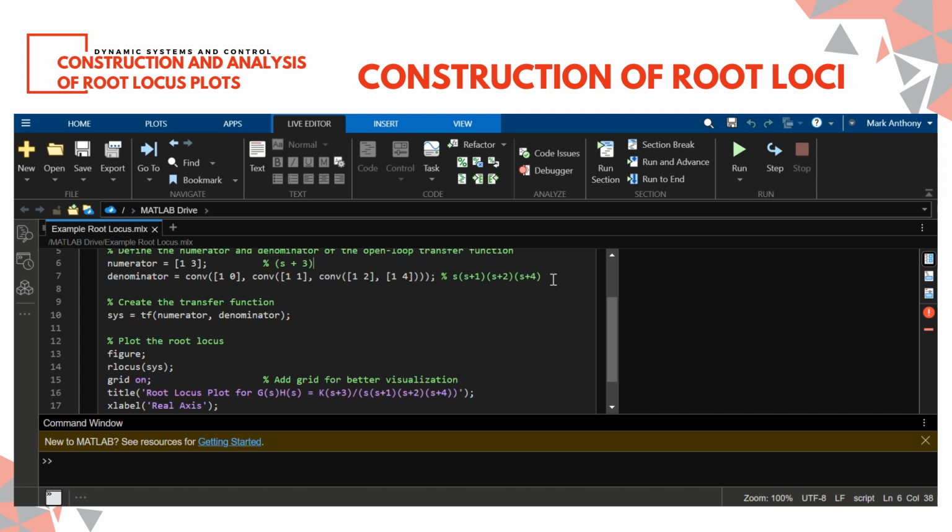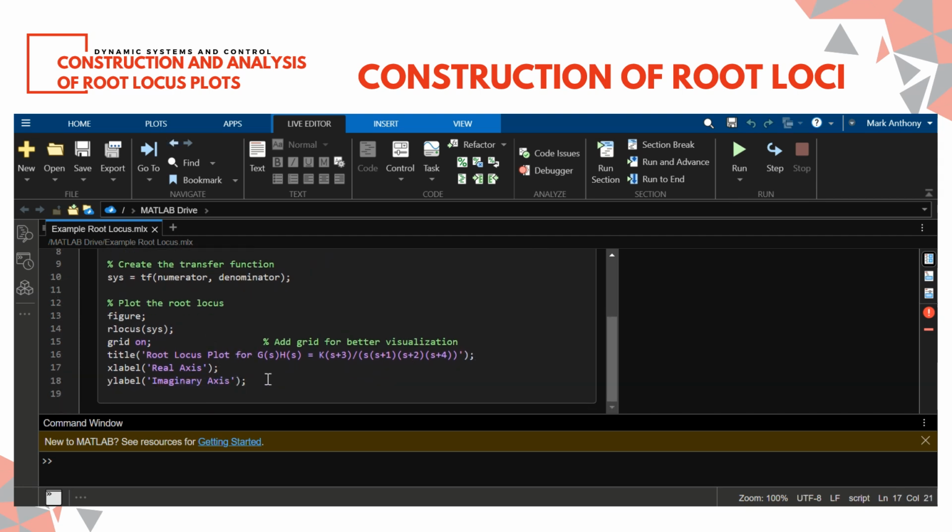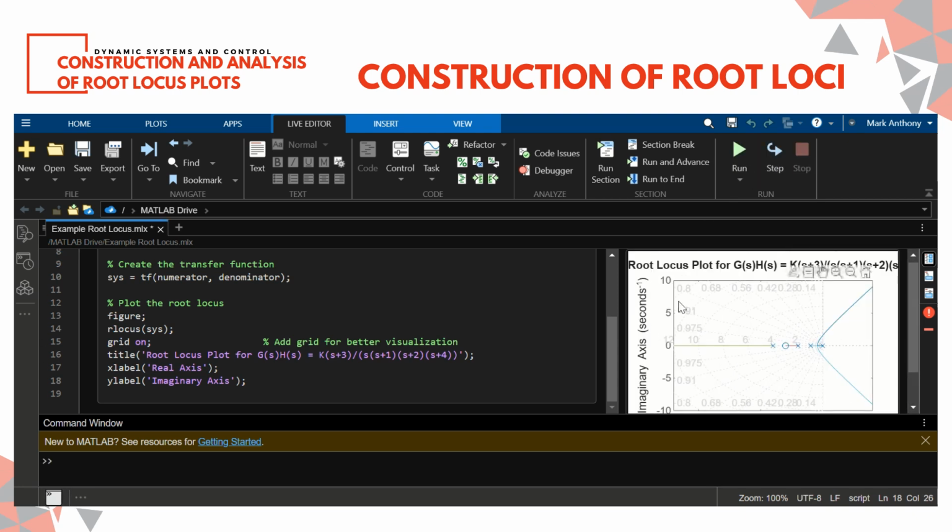So here's the MATLAB simulation. As you can see, we have here our code for the root locus plot. And after that, we need to run it. And here's the plot, the figure of the root locus plot for G(s)H(s) = K(s+3) over s(s+1)(s+2)(s+4).